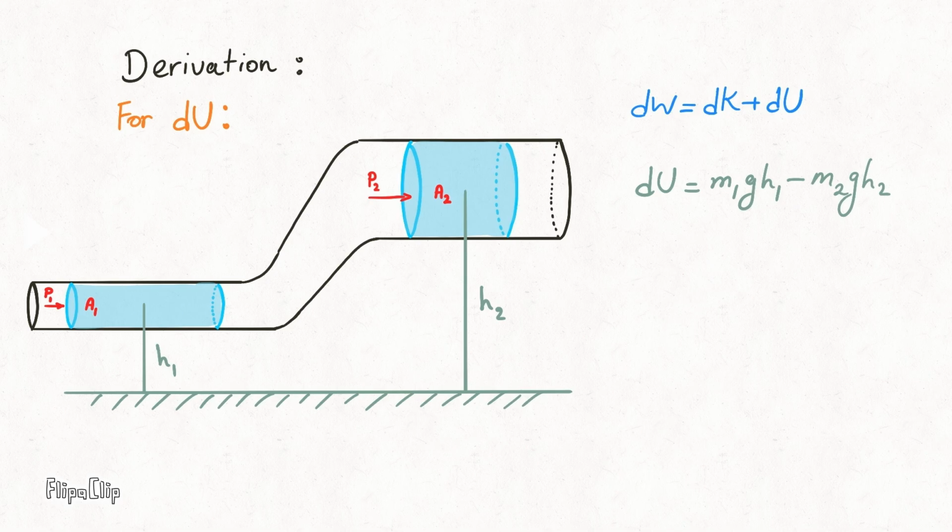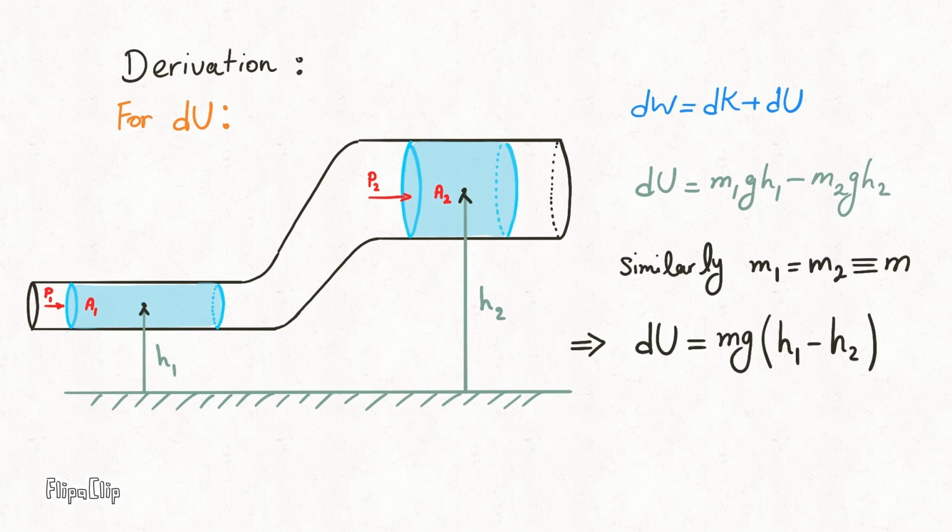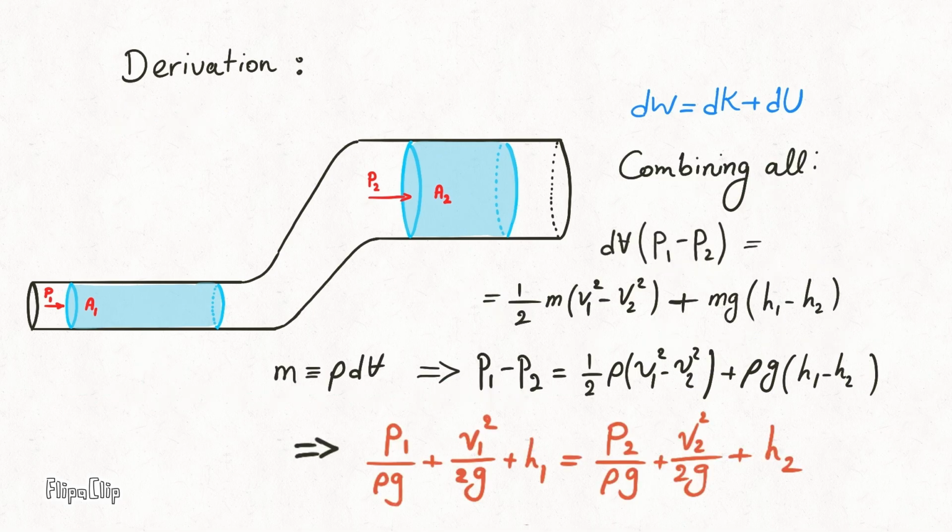And lastly, we measure the change of potential energy due to height difference, which can be determined simply by specifying a reference point and comparing the energies of both points 1 and 2. Dividing by delta V and rearranging, we get the head form. And there you have it, the Bernoulli equation derived.